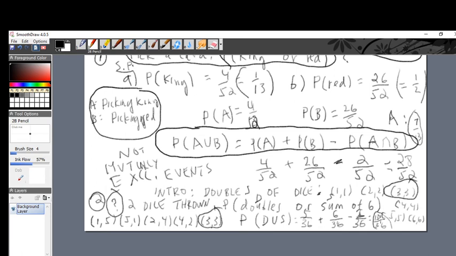When you reduce it, it's not 10 over 36, but the final answer is, you divide by 2 and you get 5 over 18. So the final answer is 5 over 18.